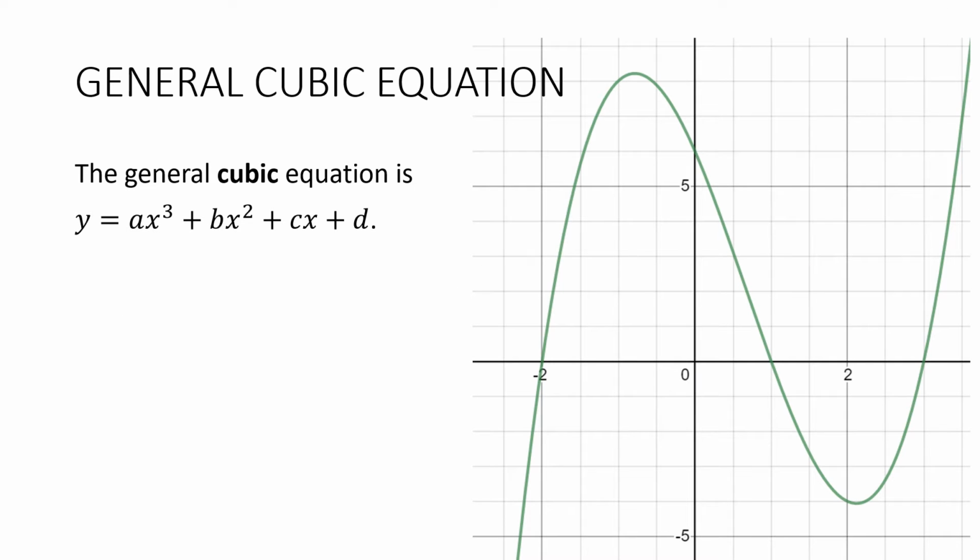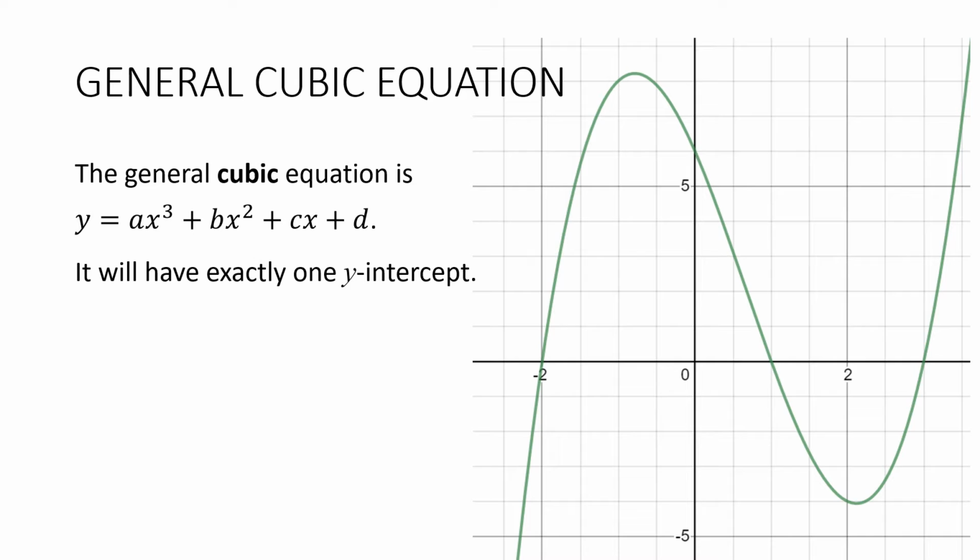Now the general cubic equation has more than just the x cubed term. It looks like this: y equals ax cubed plus bx squared plus cx plus d. And the graph, instead of coming up and doing that funny turn through 0, 0, it's going to look more like this. It'll come up, turn around, go back down, turn around, and then go up.